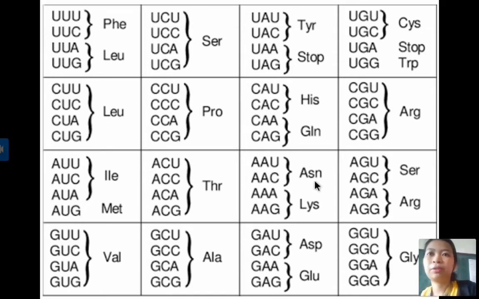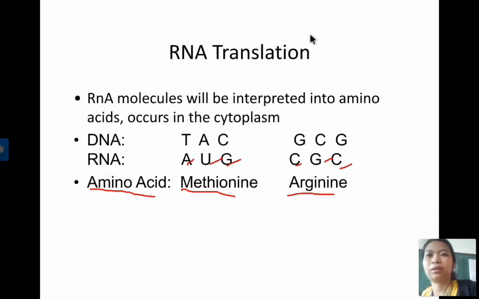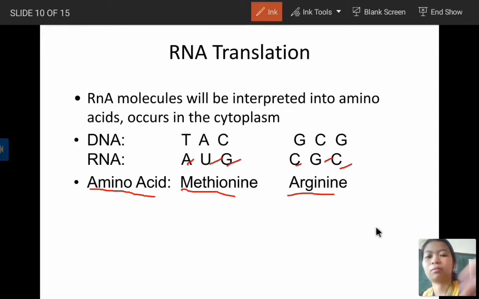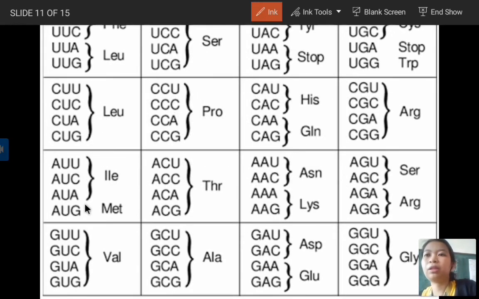Okay, so ito yung table natin of amino acids. Each codon na makikita natin, yung anticodon, each anticodon has an equivalent amino acid. So, we have a total of 20 amino acids. And we always start with the amino acid, which is methionine.